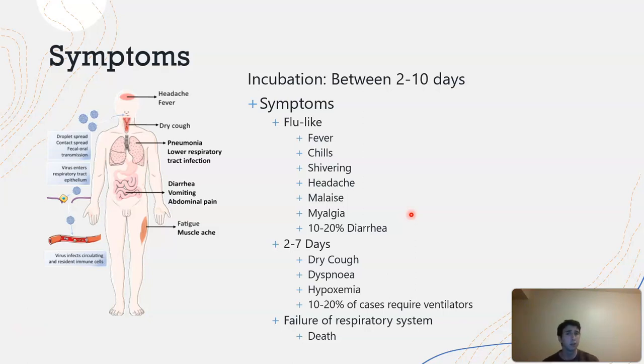2 to 7 days later, you would have a dry cough. So here's where respiratory problems come into play. You have a dry cough, dyspnea, which is shortness of breath. And the shortness of breath leads to hypoxia, which is low levels of blood oxygen. In 10 to 20% of cases, it got severe enough that you required a ventilator to breathe. And if these respiratory problems were too harsh, in 9.6% of cases, it would lead to the death of the patient.